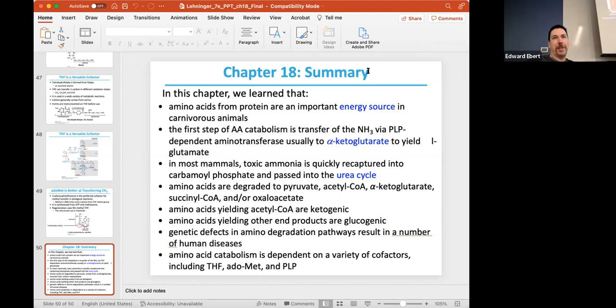So, questions about chapter 18. I know that's a beefy chapter. There's a lot of information crammed in there. But if we compare these slides for each chapter to the previous chapter slides, so far we're looking at 45 to 60 slides per chapter. So it's not that much.